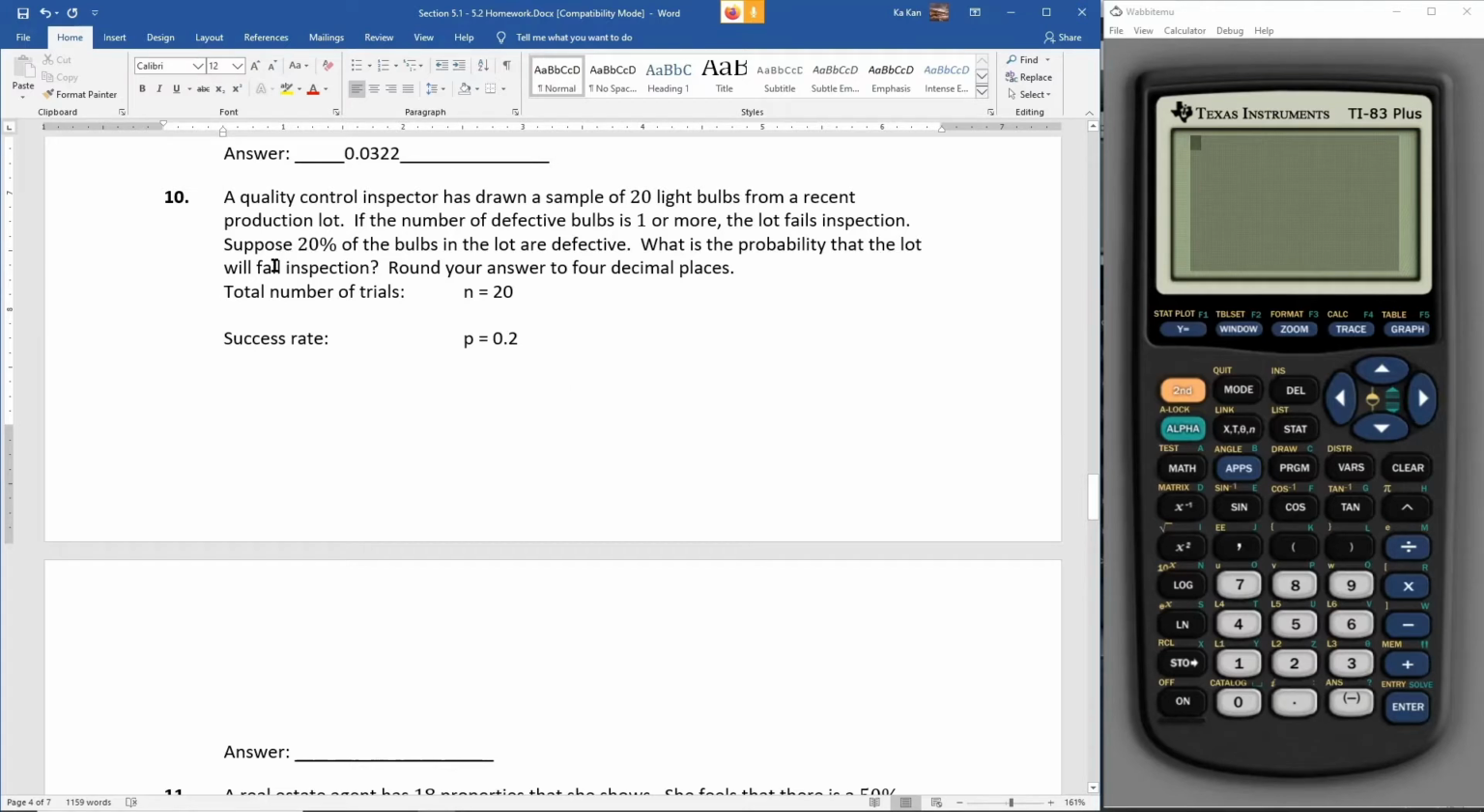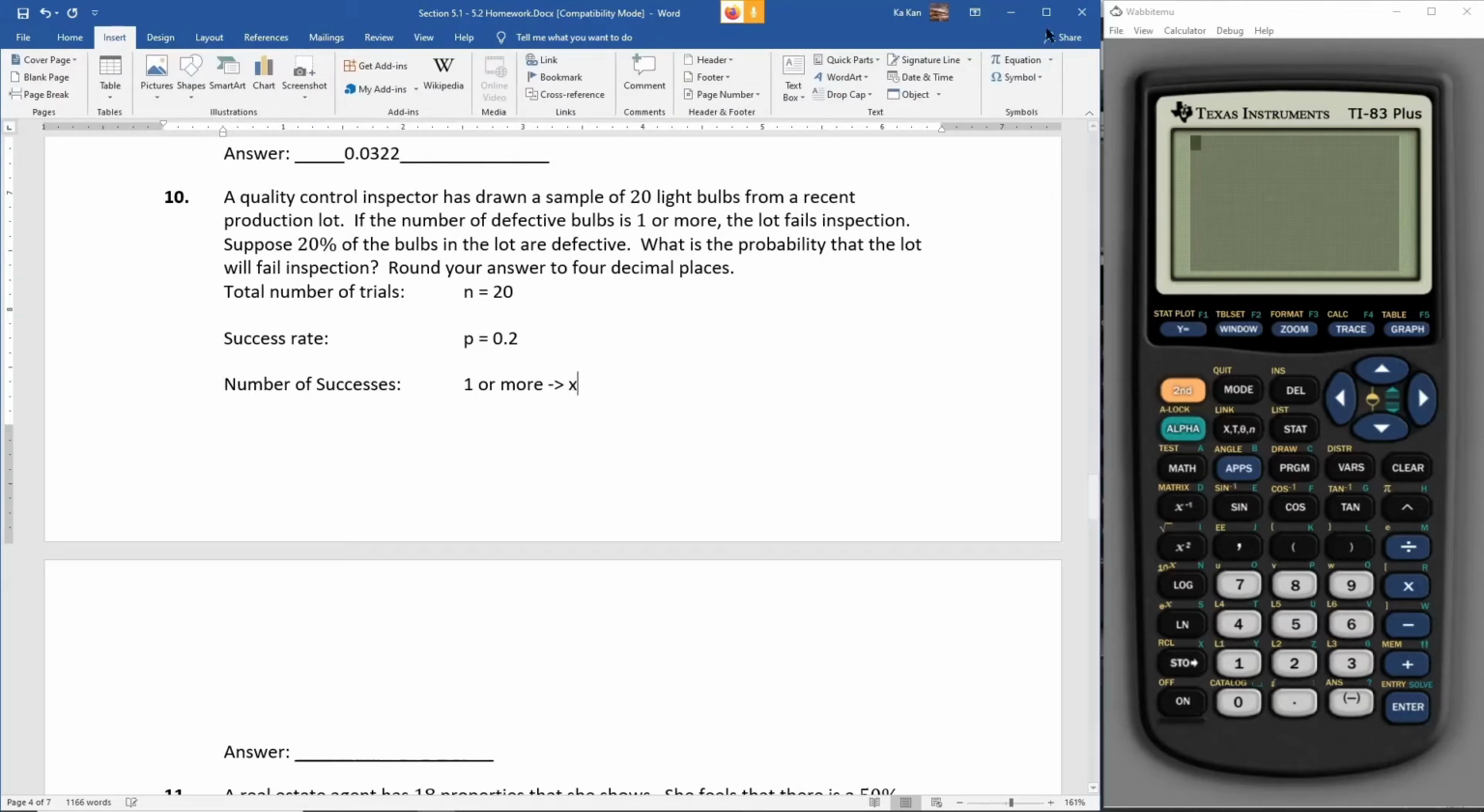So the next one would be, look at this, the number of successes, right? The number of successes that we want, in our case, the probability. You want 1 or more. 1 or more. What does that mean? One or more means x is bigger than or equal to 1. P(X bigger than or equal to 1). I know it's a little bit crazy here. X is bigger than or equal to 1.